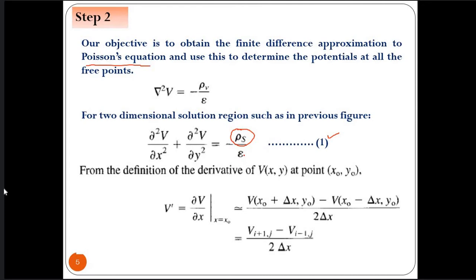Now to approximate the corresponding differential equations, we have to start with the basic definition of derivative. Derivative of a particular point V of x comma y at point x0 comma y0. So this is the x-axis, this is the y-axis. We are considering this particular point where we have to find the potential V. At this point the coordinate is x0 comma y0.